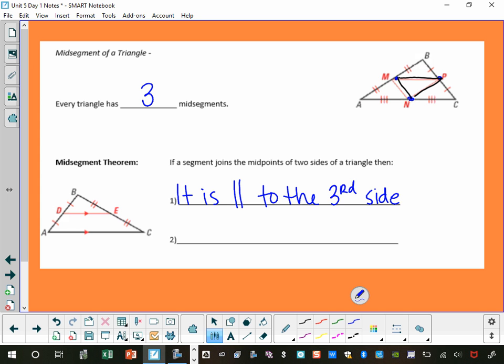I abbreviated, or did my symbol for parallel. You can write it out if you want. So what that means, when it says it is parallel to the third side, here's a mid-segment, DE, it is parallel to AC. Off to the side, we're going to write DE is parallel to AC.